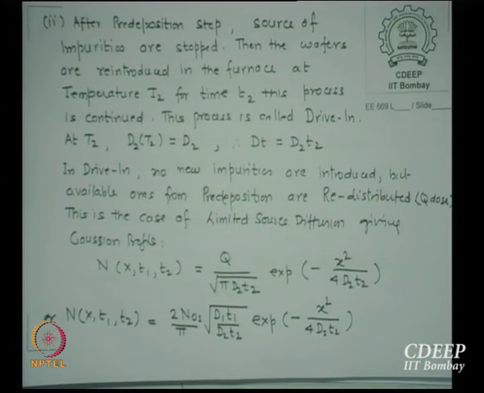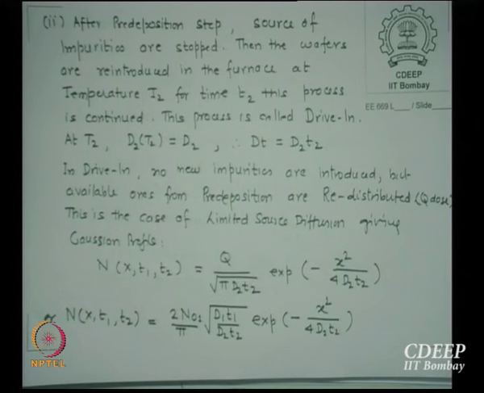Is that clear? Once I have that impurity deposited, I will take the wafer out and the glass has to be etched. That means a certain amount of impurities on the silicon have been deposited by the pre-deposition step. Take the wafer out, clean it again, and then put it again in the furnace at any other temperature. It can be the same or any other temperature, let us say T2, for which D2 is known. So this second cycle is called drive-in.